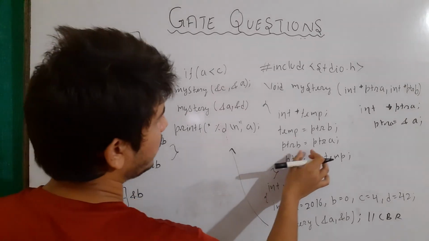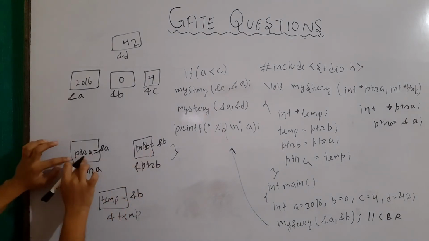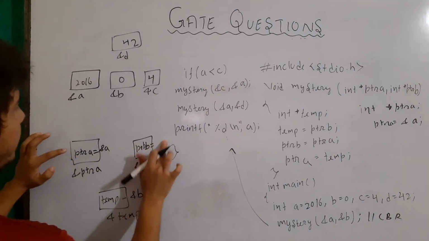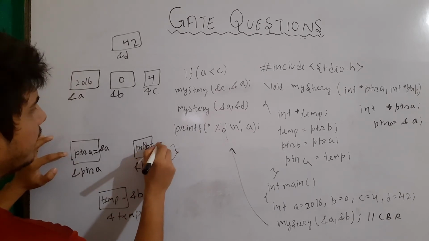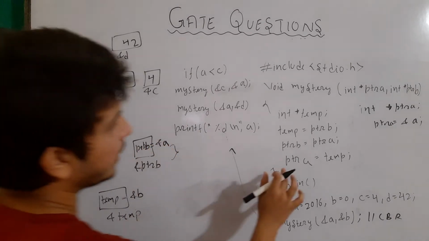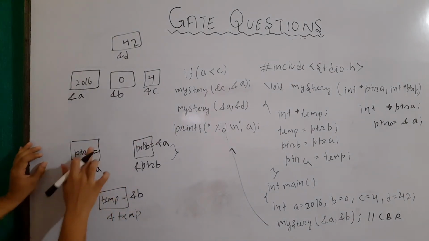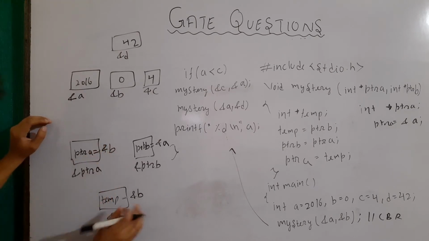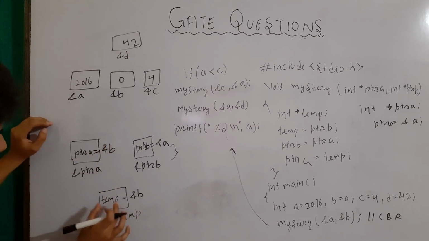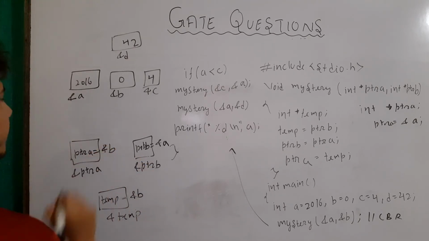And then PTRB is assigned with the PTRA. So PTRB will become equal to PTRA, or we can write here PTRB is equal to &A, right? Then PTRA equals to temp. So this address will now be holding the address of B, right? Or I can also write here temp. Whether I write here temp or &B, both are pointing to the same memory locations, right?